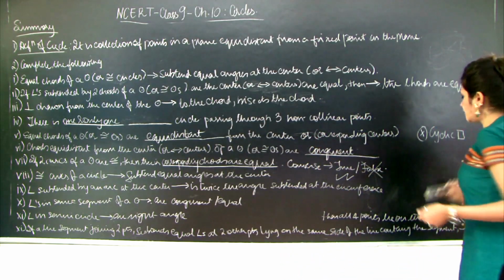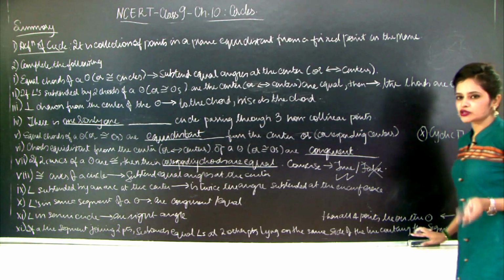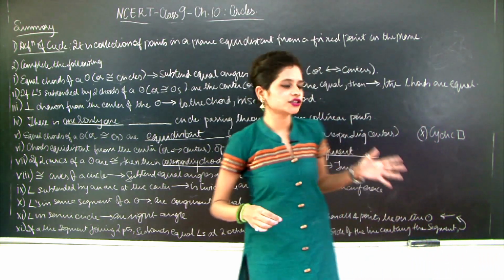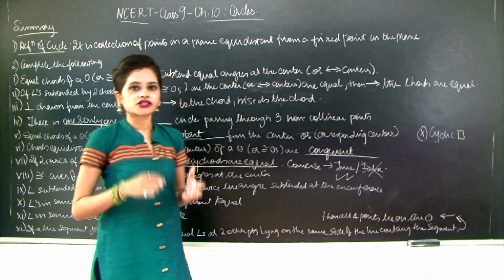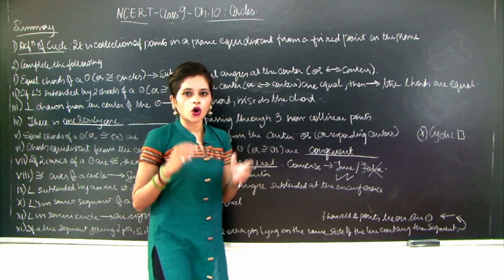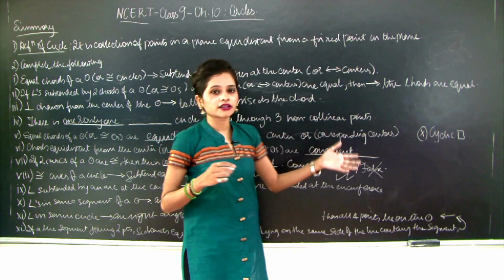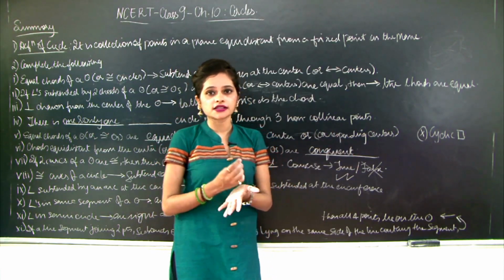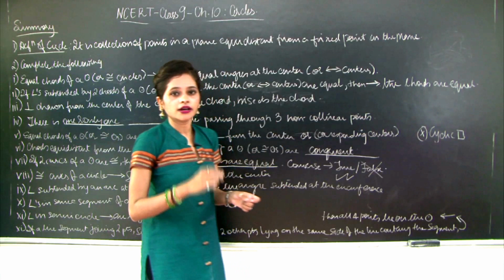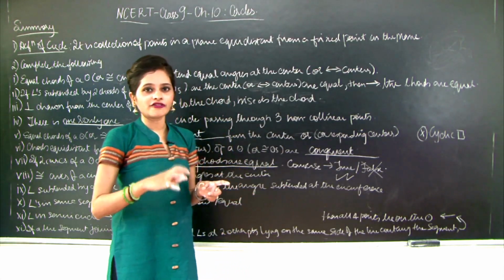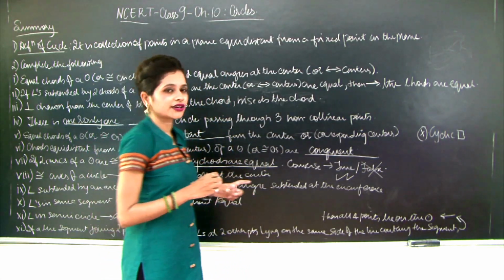And finally you have the cyclic quadrilateral. This was the simplest concept that we learned in chapter 10, Circles. A cyclic quadrilateral is a quadrilateral wherein all the vertices lie on the circumference of the circle, and also the sum of the opposite pair of angles of a cyclic quadrilateral is 180 degrees.